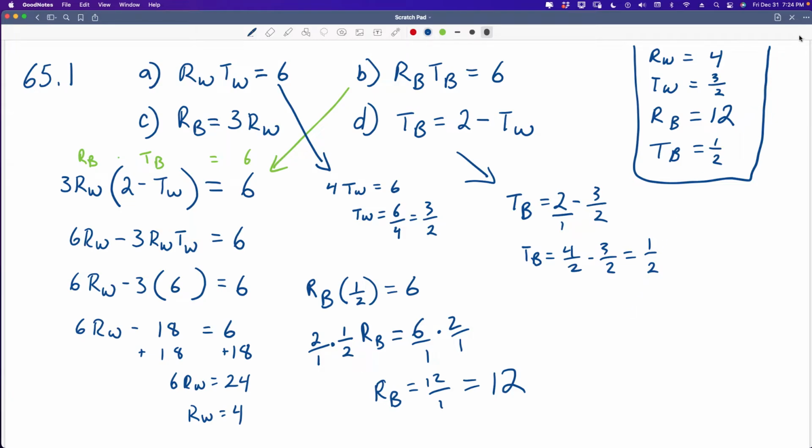All right, and then there's another thing that we could have done where it says 3RW here. Well, never mind. That was RB. RB was that. That's what we used to sub in.